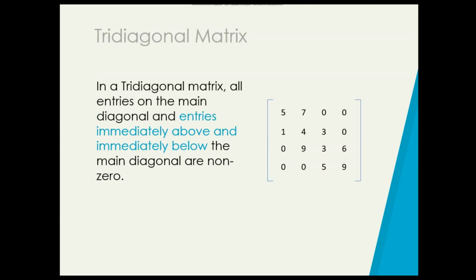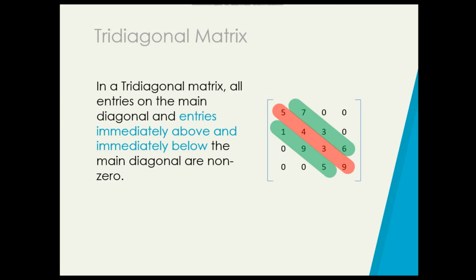The second case is tridiagonal matrix. In a tridiagonal matrix, all entries on the main diagonal and the entries immediately above and below the main diagonal are non-zero. The diagonal highlighted with the red and green color are the non-zero entries. In this video, we'll be discussing how to convert a triangular matrix into a unidimensional array, and how to retrieve a triangular matrix from a unidimensional array.